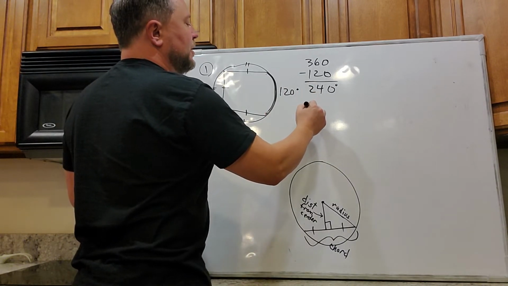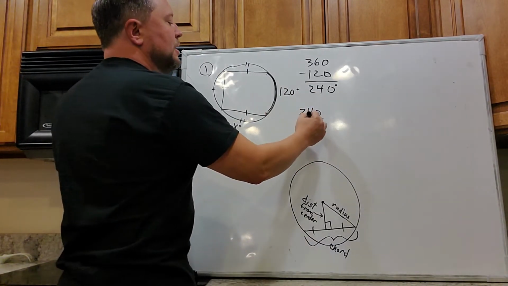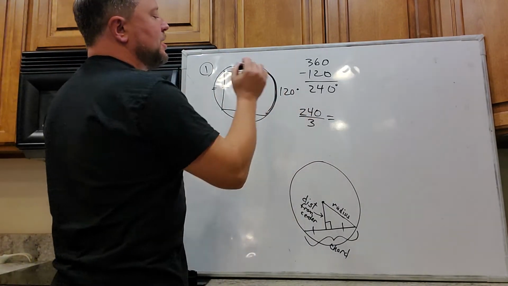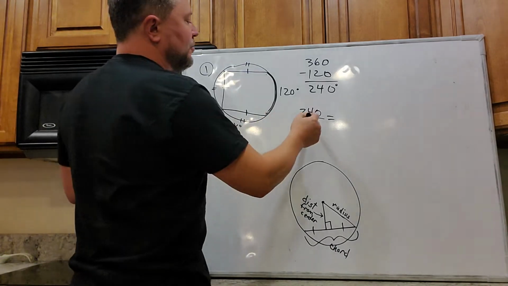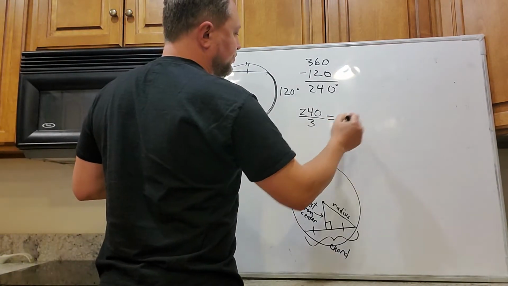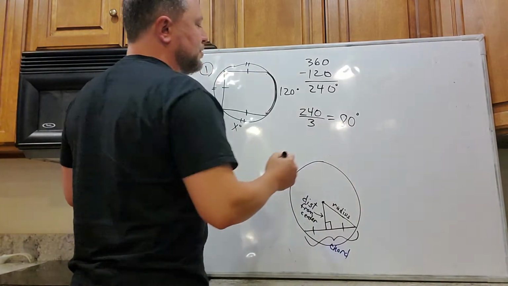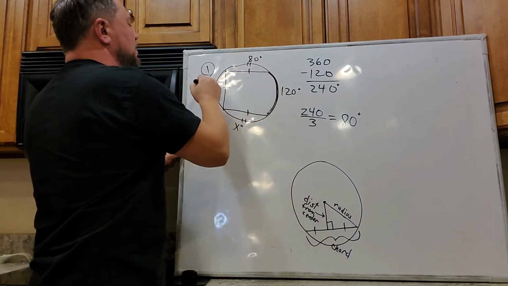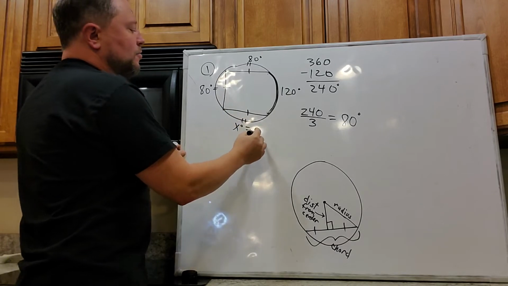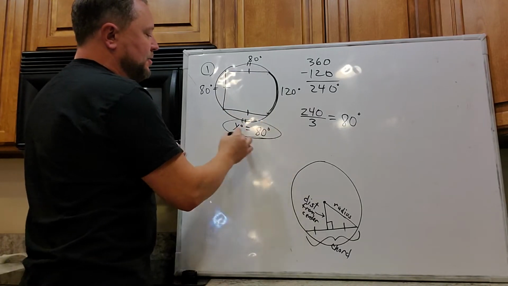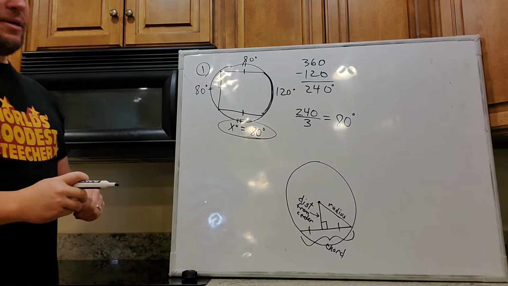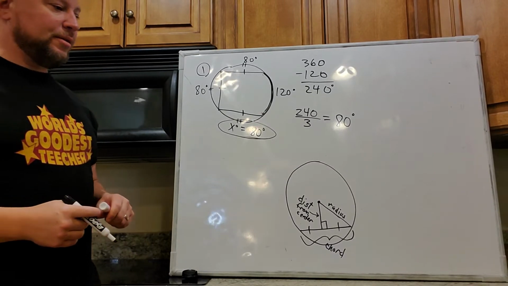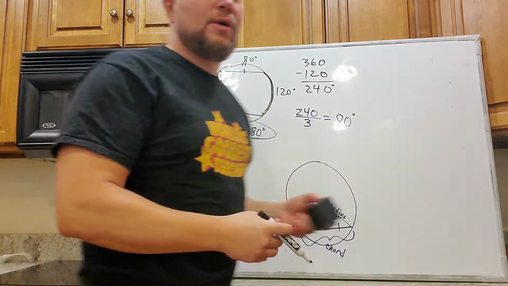So you probably guessed it. At this point, all you got to do now is take 240 and split it equally three ways. And you'll notice it does not come out to 120. 3 goes into that 80 times. So that's 80 degrees for each of these. So this is 80 degrees, this is 80 degrees, and of course, more importantly, there's my answer. X is 80 degrees. Okay, so that's problem number 1 that I wanted to try with you.